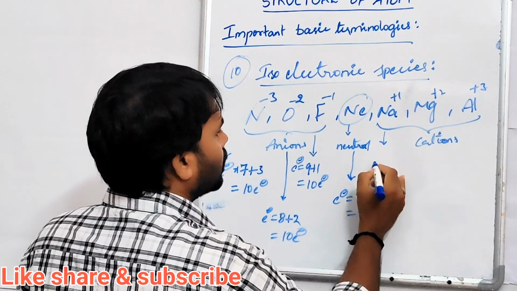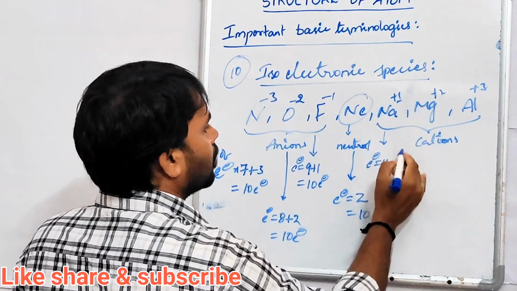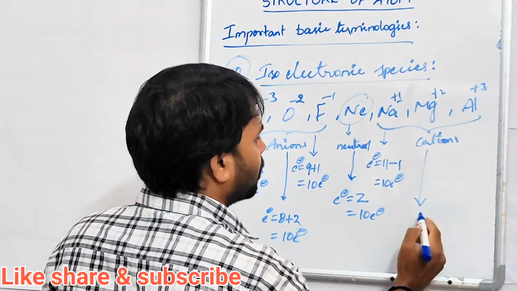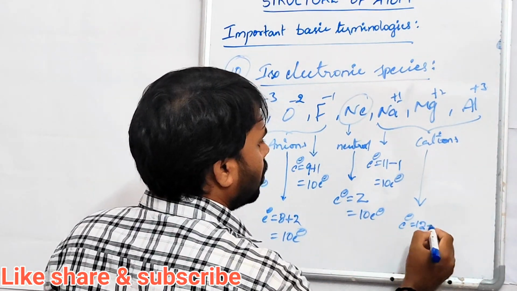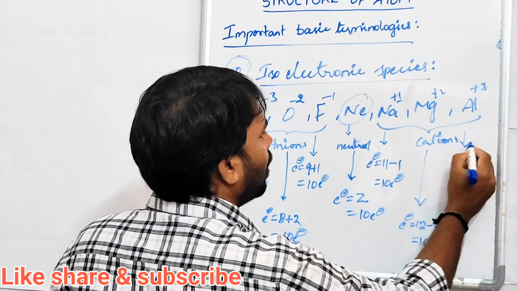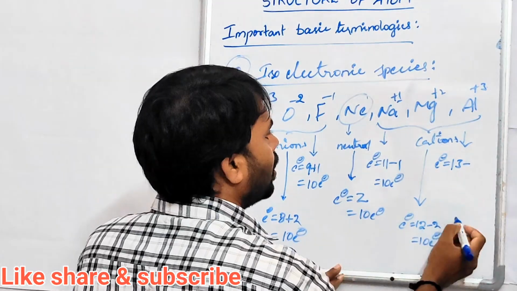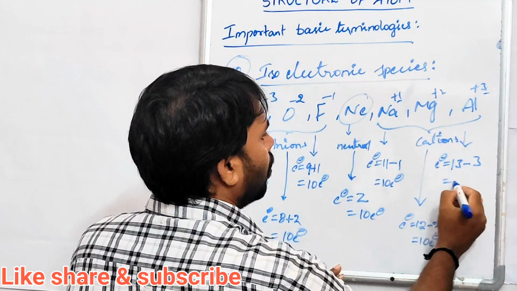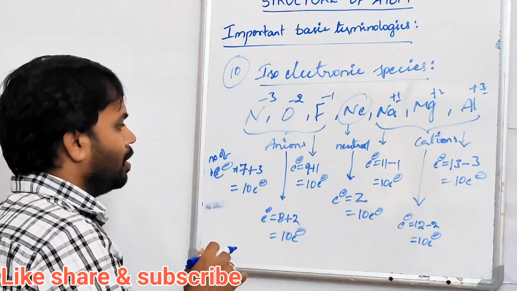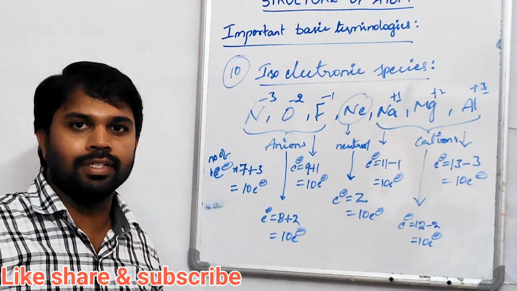In the case of sodium, atomic number is 11 minus number of electrons lost, that is 1, that equals 10 electrons. In the case of magnesium, atomic number is 12, number of electrons lost 2, that equals 10 electrons. In the case of aluminum, number of electrons is atomic number 13 minus number of electrons lost 3, so this comes out to be 10 electrons. All these atoms or ions contain the same number of electrons, so we call them isoelectronic species.